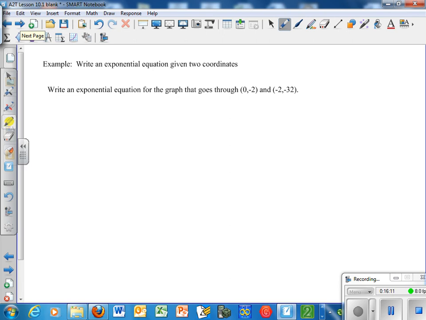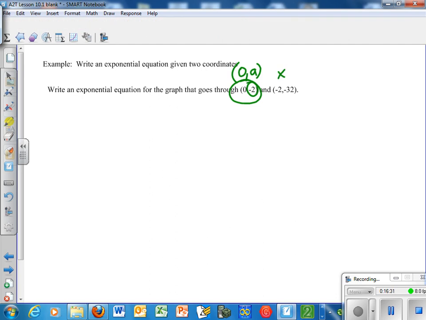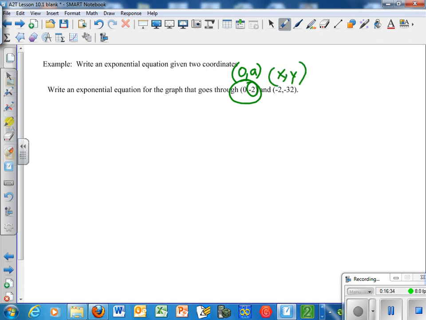Okay, last example. Write an exponential equation given 2 coordinates. This is kind of like the word problem example earlier that referred to population in Minnesota, except now this is going to be more like what you're going to get. So notice they give me, that goes through this, so that's my y-intercept. And remember, the y-intercept, this value is always a, and then this is your x, y value. So what you want to do is write down the general form for an exponential function. And now I want to plug in my values. So a is negative 2 right there. For x, I'm going to plug in negative 2, and for y, I'm going to plug in negative 32.